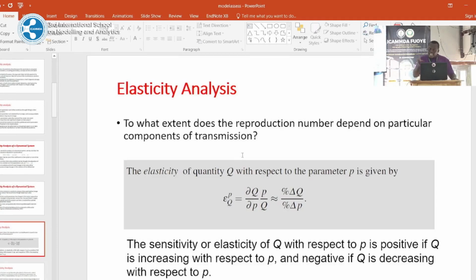And then elasticity analysis is talking about to what extent does the reproduction number depend on particular components of transmission? The elasticity of a quantity, maybe Q, with respect to P is defined as that. So that is percentage change in Q all over percentage change in P. The sensitivity or elasticity of Q with respect to P is positive if Q is increasing with respect to P, and negative if Q is decreasing with respect to P.